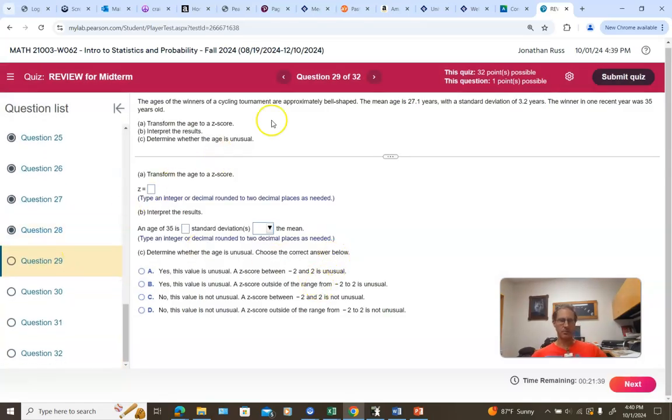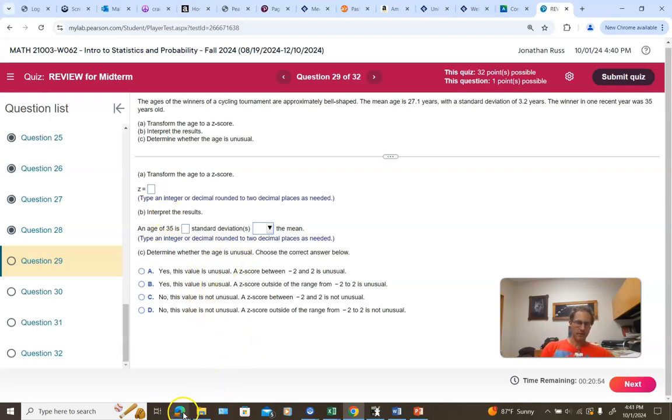All right, we don't have too much more. It says the ages of the winners of a cycling tournament are approximately bell-shaped. The mean age is 27.1 years with a standard deviation of 3.2 years. The winner in one recent year was 35 years old. So we want to transform the age to a z-score and interpret the results and then determine whether the age is unusual. Okay. So they're giving us the mean of the distribution, they're giving us the standard deviation, and then they're giving us an actual value that's part of this distribution.